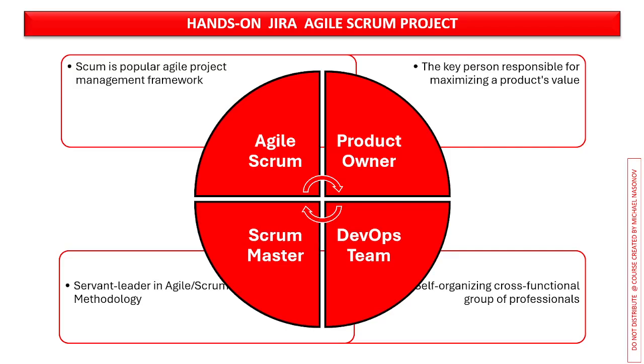We will be reviewing 3 Scrum roles: the product owner, who is the key person responsible for maximizing a product's value; the DevOps or development operations team, which is a self-organizing cross-functional group of professionals; and the Scrum Master, who is a servant leader in Agile and Scrum methodology.